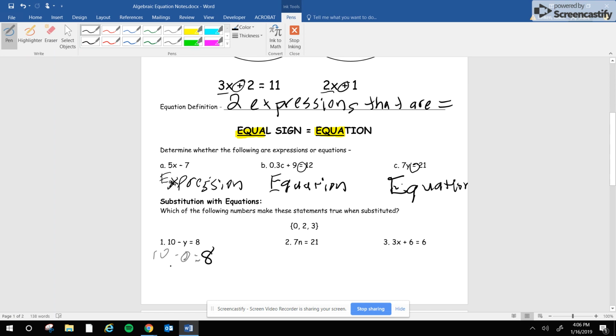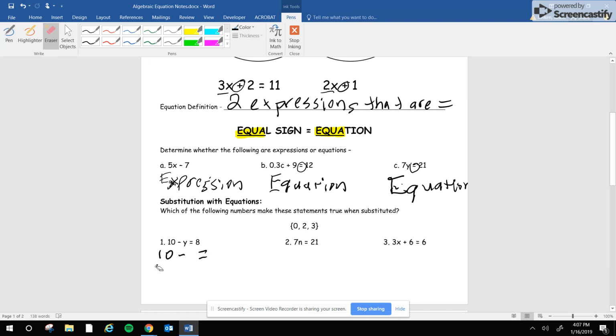Now, 10 minus 0 is 10. And does 10 equal 8? No, it does not. So 0 would not work here. The next number we're going to use, we're going to substitute y with 2. So we're going to write 10 minus 2 equals 8. 10 minus 2 is 8, and 8 equals 8. So it works.